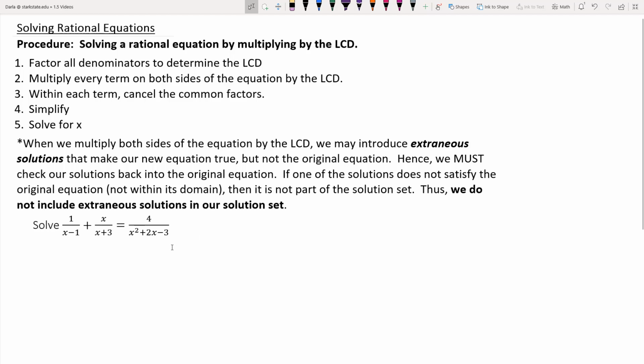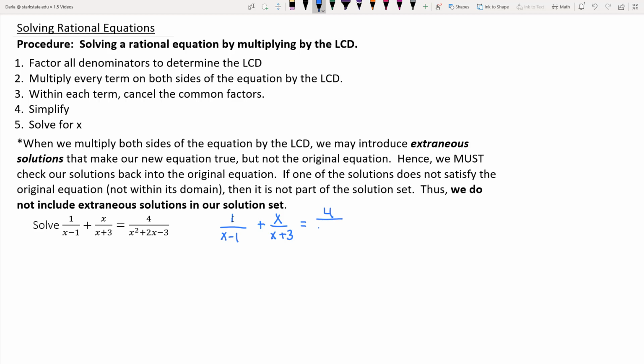We'll go ahead and take a look at one more example of solving rational equations. So to start off, we're going to go ahead and factor our denominators of our rational equation. And so the first two rational expressions, the denominators don't need any factorization, but the third rational expression does.